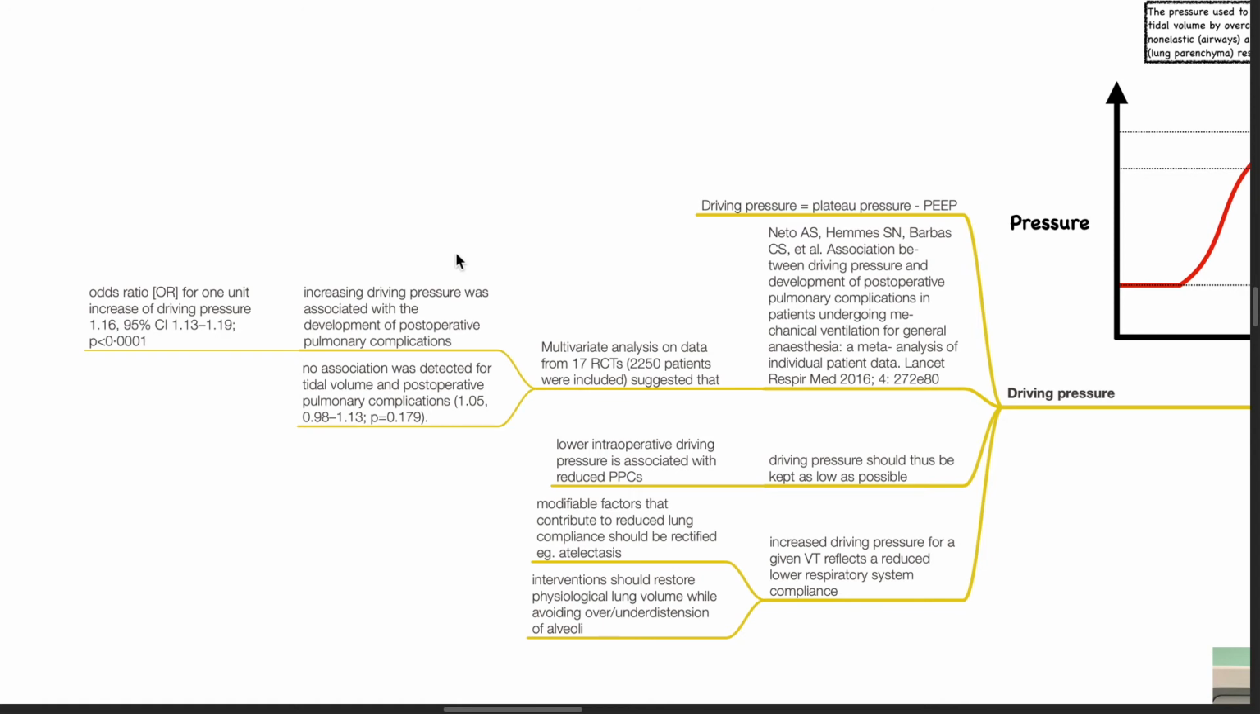Lower intraoperative driving pressure is associated with reduced PPCs. Increased driving pressure for a given tidal volume reflects a reduced respiratory system compliance. Modifiable factors that contribute to reduced lung compliance should be rectified. Interventions should restore physiological lung volume while avoiding over or under distension of alveoli.